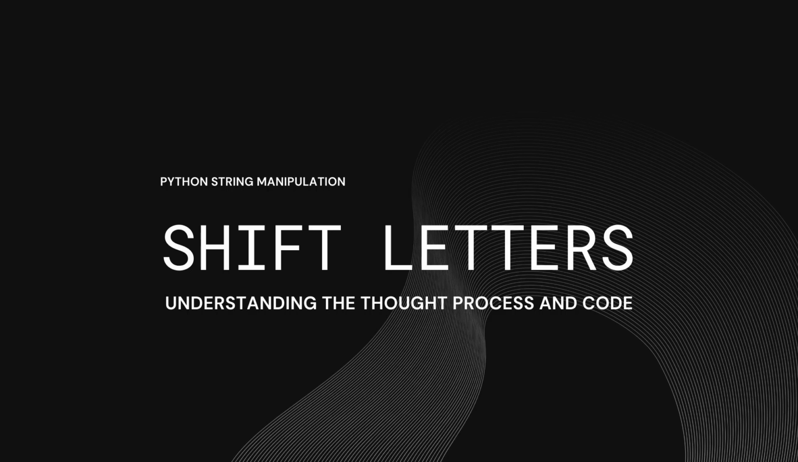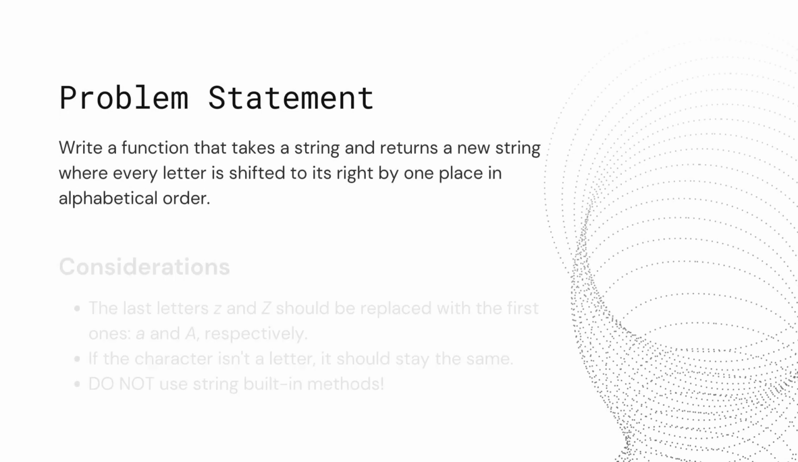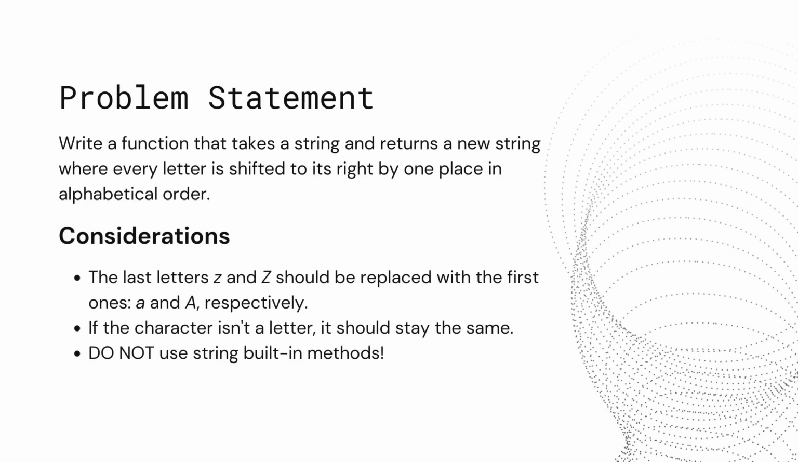Today, in the Python string manipulation series, we're tackling the shift letters challenge. So let us understand the thought process and the code that we're going to implement in this challenge. We want to write a function that takes a string and returns a new string where every character is shifted to its right by one place in alphabetical order.